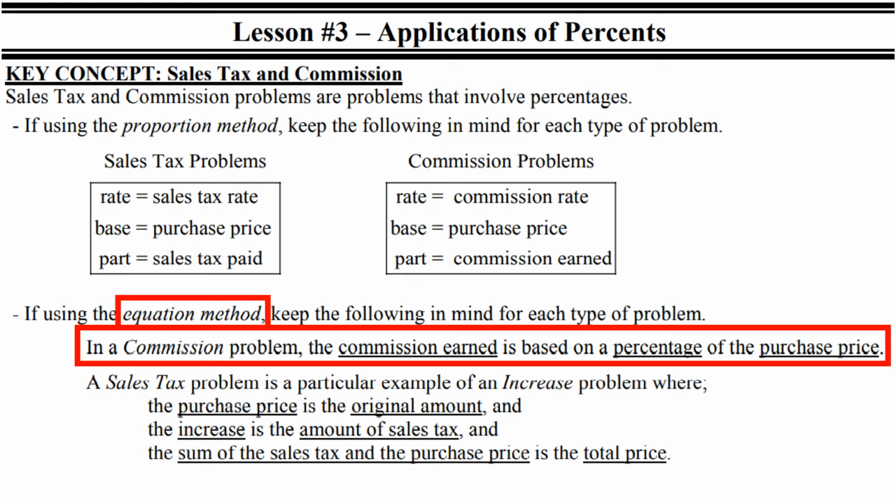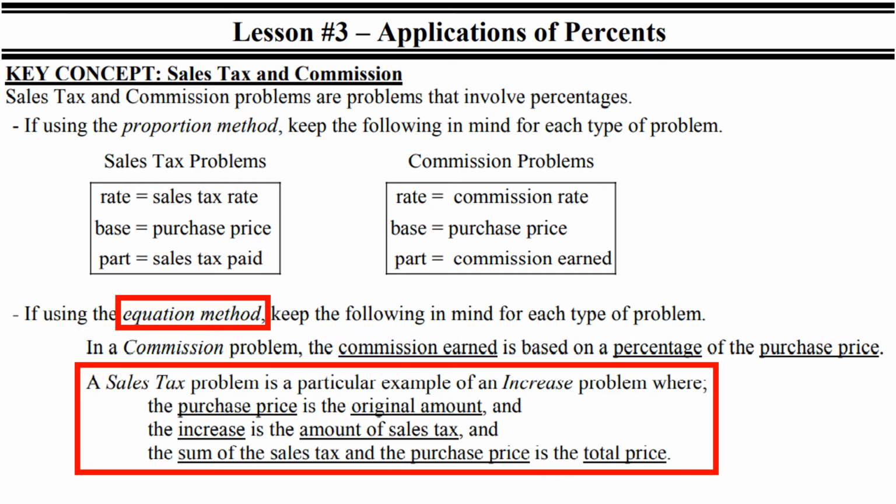It's actually the same in the equation method. The commission earned is based on a percentage of the purchase price. And for sales tax, the purchase price is the original amount. The increase is the amount of sales tax. And when you add together the sales tax and the purchase price, that'll give you the total price. We'll have plenty of examples of these coming up.